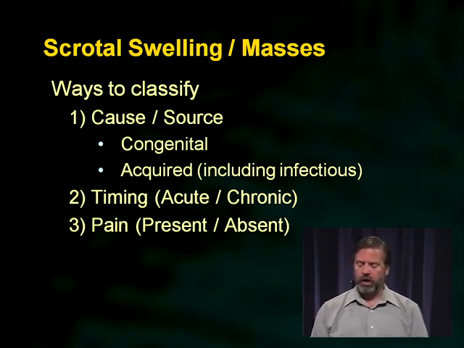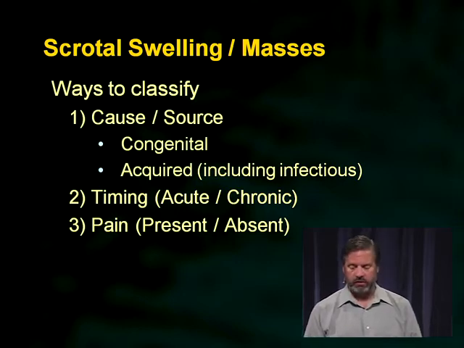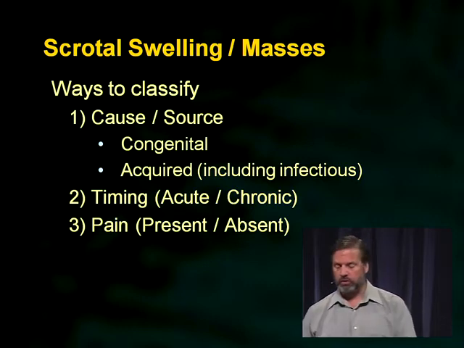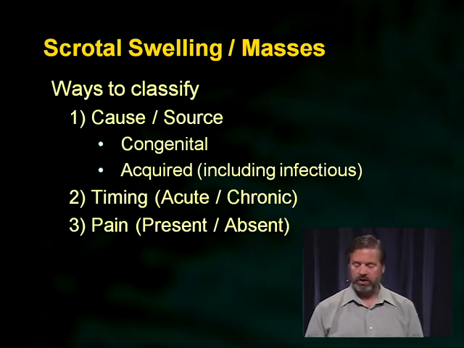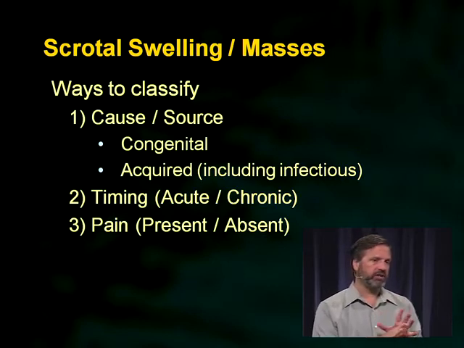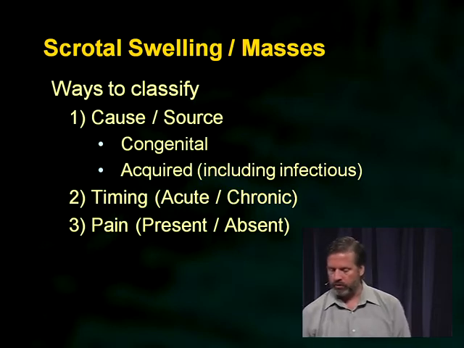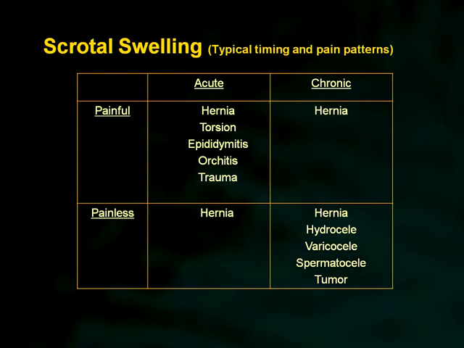And almost all of the acquired problems are infectious diseases. 2 is the timing. Is it acute or is it chronic? And then 3 is whether pain is present or absent. And I think if you sort out those features in your mind about each of these situations that we're going to talk about, you'll remember how to handle the question on the exam. So I put together a little table for you to help with that. This is typical timing and pain patterns.